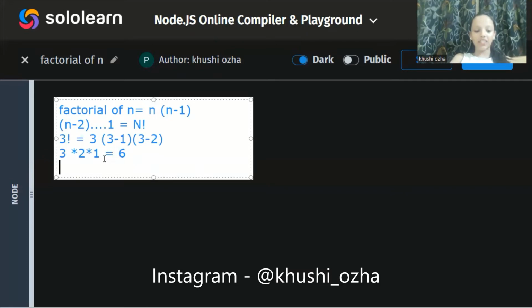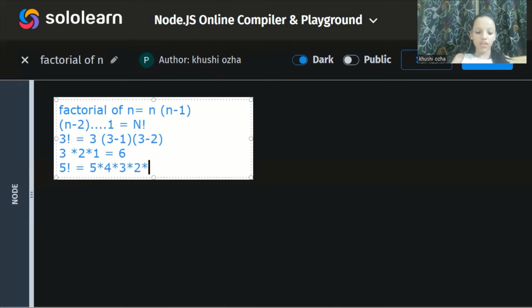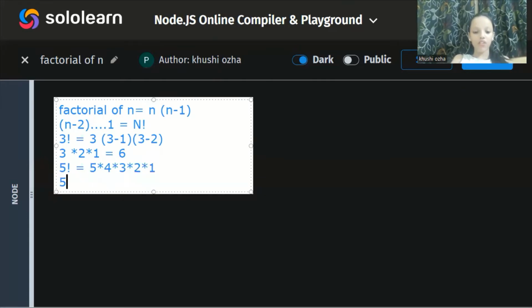Similarly, let's take another example, 5 factorial. Now 5 factorial can be given as 5 into 4 into 3 into 2 into 1. So here 5 fours is 20, and 20 into 3 is 60. 60 into 2 is 120. Therefore 5 factorial is 120. So this is how factorial actually works.